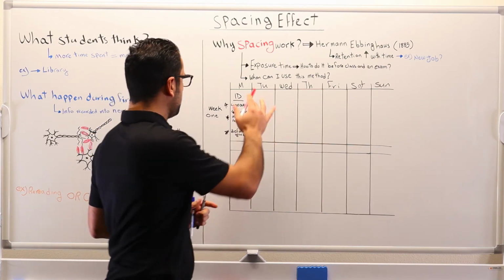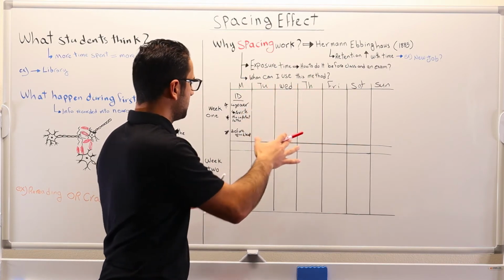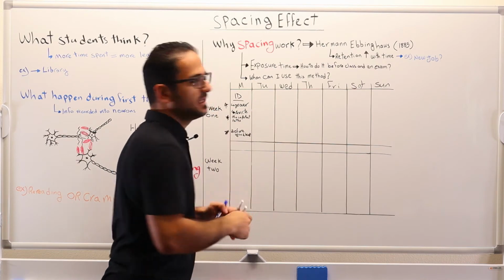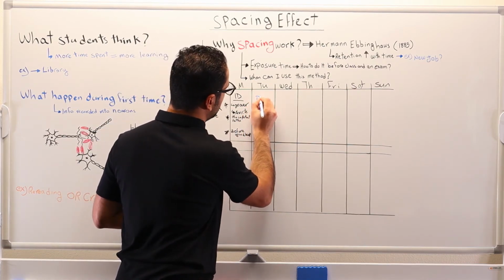So what is the thing that you need to do to cover other classes? So it's the same method. You follow this method for every single class. Let's say you have a second day on Tuesday, a biology class.